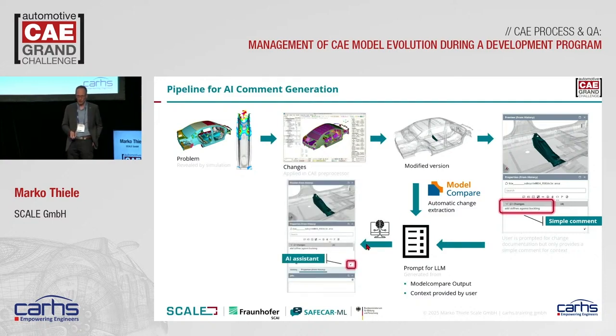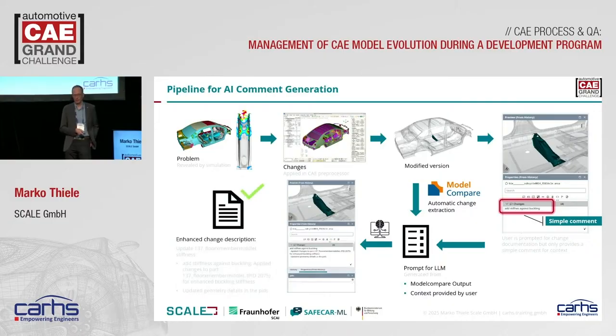So if the user hits the AI button here, which is only for the change documentation, so it's a simple use case, the model is requested and an augmented change is created which holds some more information, some easy information where the user may have been too lazy to write it up, like the part name, like the thickness has been changed from 1.5 millimeter to 1.6.